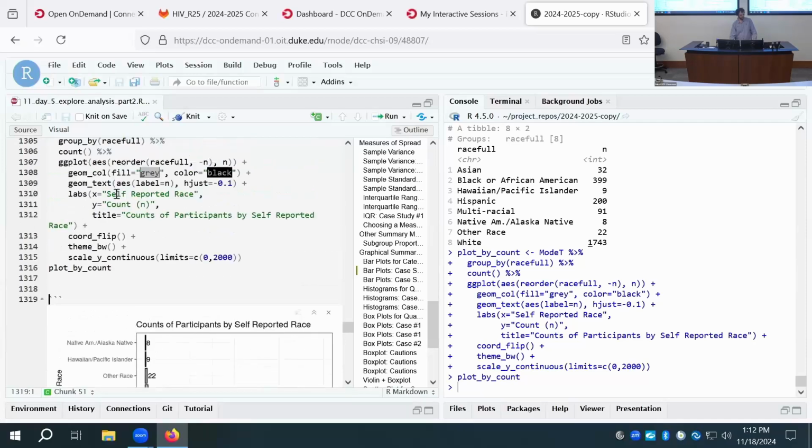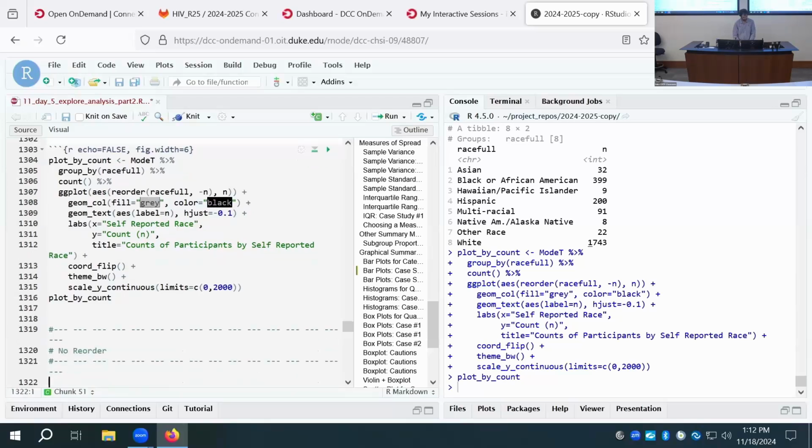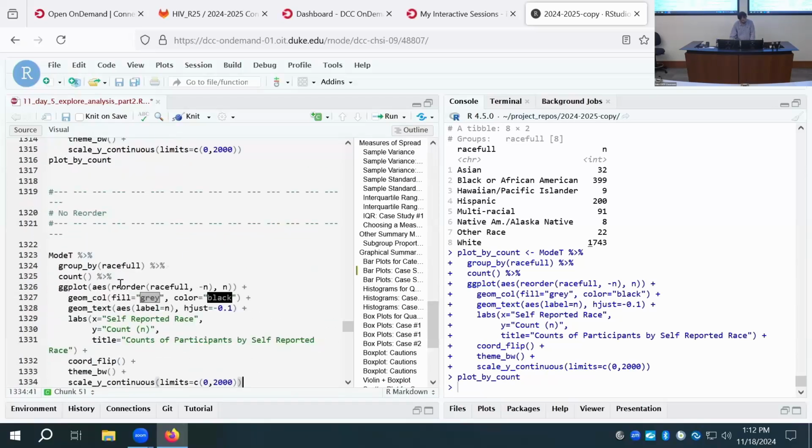Okay, and so that's using the GM call. Sorry, GM call is not the color we're passing it in. So that's the bar plot basically. If we hadn't done that reorder, what would have happened is it would have just reordered it alphabetically.